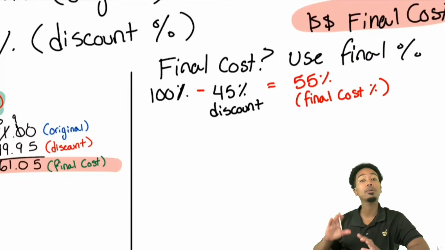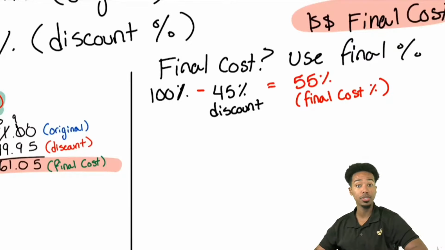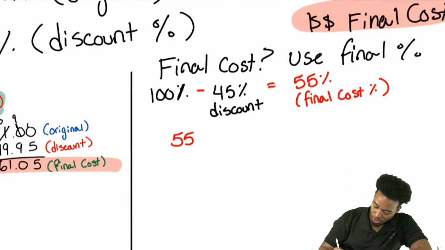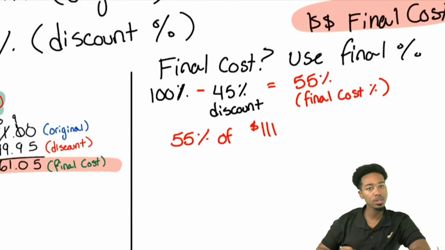You are now only paying 55% of the original cost. And so there it is. You're only paying 55% of the original. Watch this. 55% of the original being 111. Let's get to work here. Everybody, 55% turns into what?